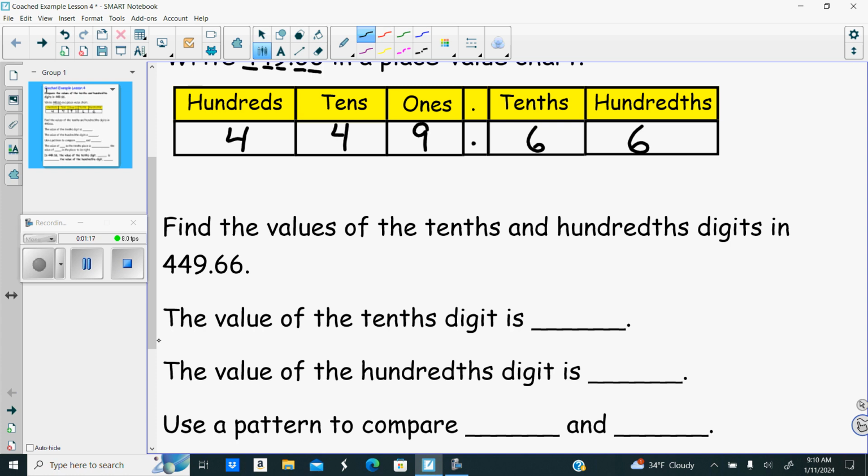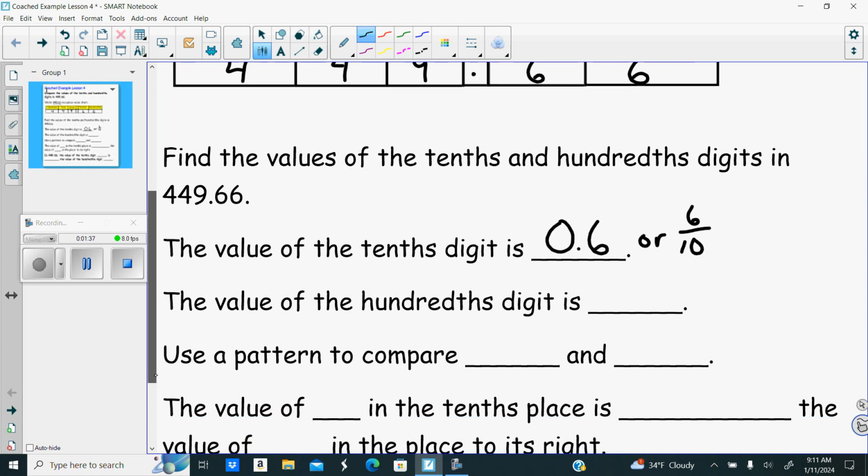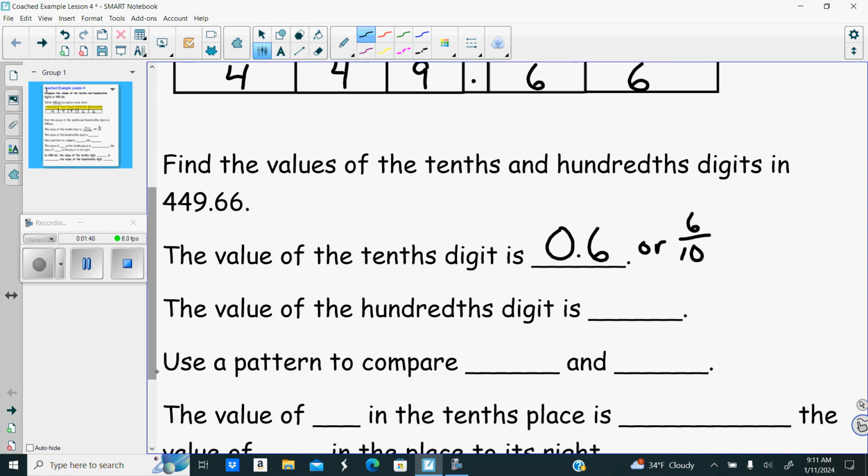Since that 6 is in the tenths place, we can say that the value of that is 6 tenths, written as 0.6. Or, if we want to write it like a fraction, we might say 6 over 10, 6 tenths. The value of the hundredths digit is going to be 6 hundredths. We would write that as 0.06 as a decimal, or 6 over 100 as a fraction.